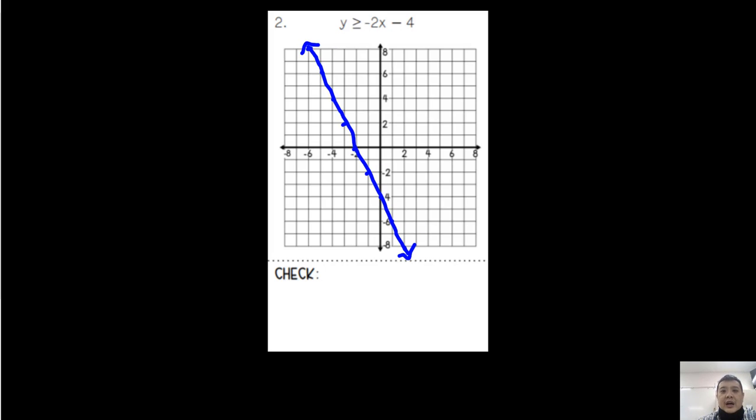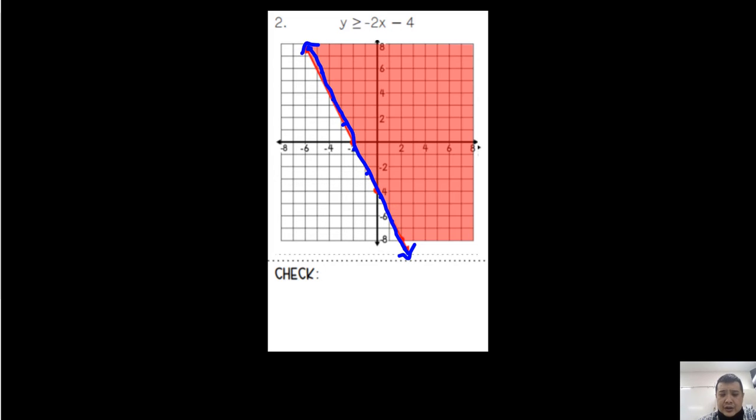Okay, and here it should look like this because we're shading above it, because y is greater than. This one says y is greater than, so that means any point over here should work. So let's just use the origin. The origin is going to be really easy to use.